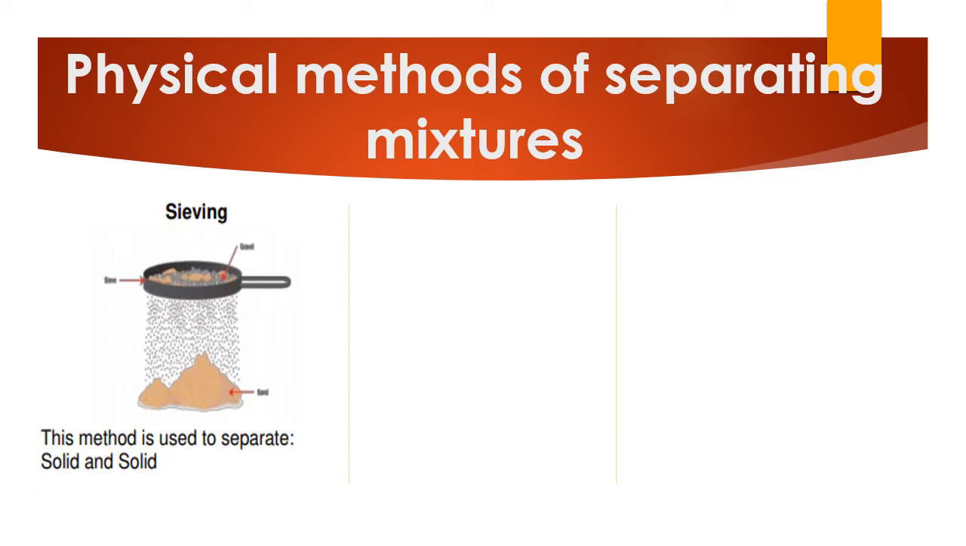There is sieving. Sieving is a method that is used to separate solid and solid. This is effective when the solids have different size particles. The small sizes will pass through the sieve and the larger particles will remain on top.